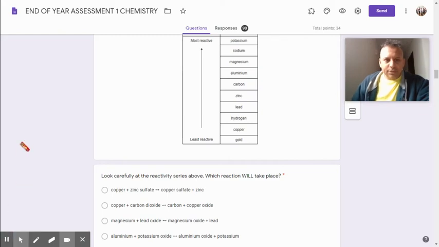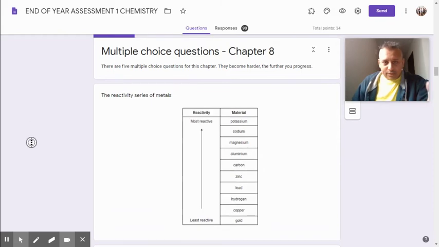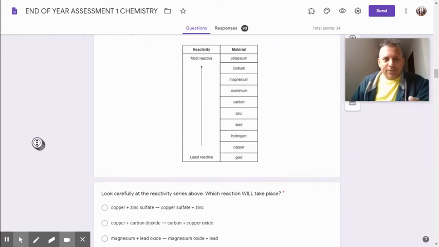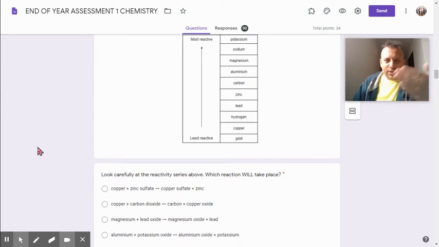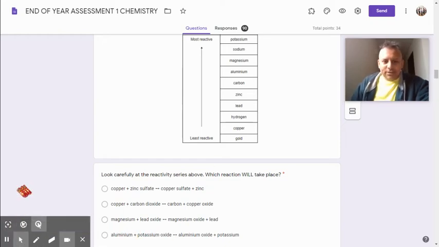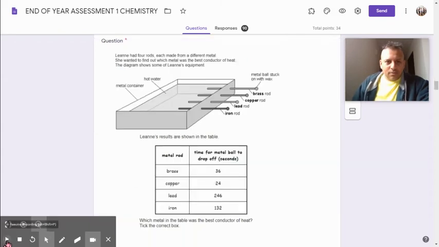So for the next question on the quiz, this was the multiple choice questions. This was a reactivity series of metals, and what you needed to do is see which metal was higher than the metal in the actual compound, and the answer to this one was the third one. Magnesium plus lead oxide reacts to form magnesium oxide and lead. That answer was the right answer. Gold is usually found in the ground as a metal, not a compound.